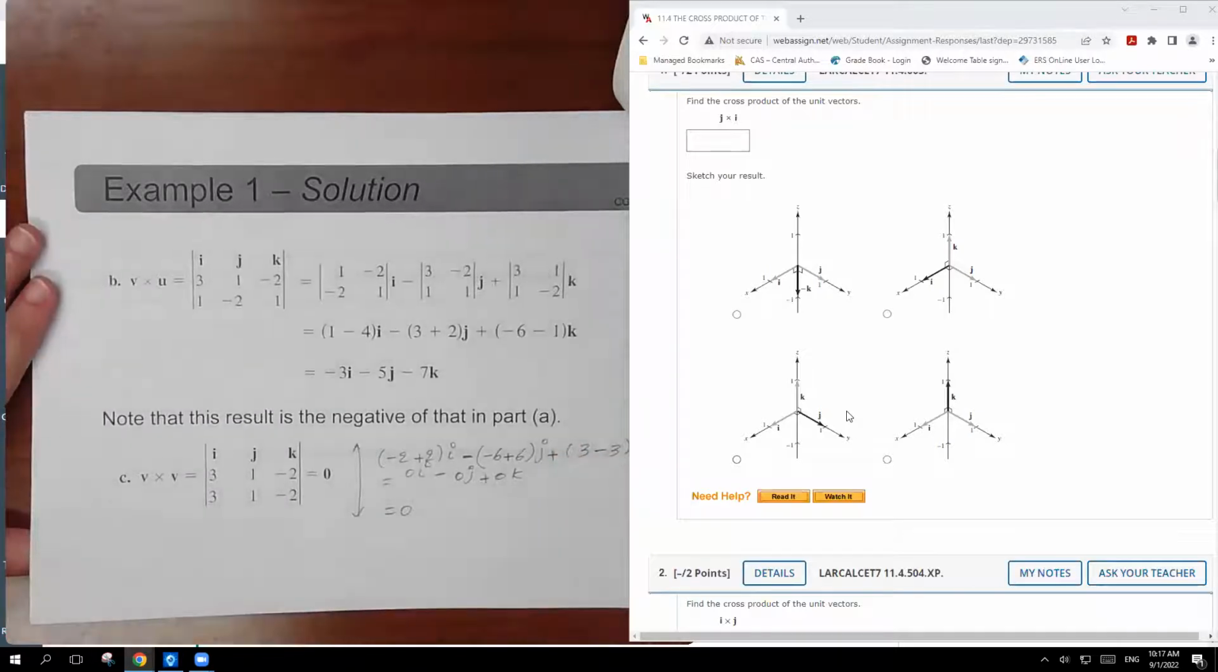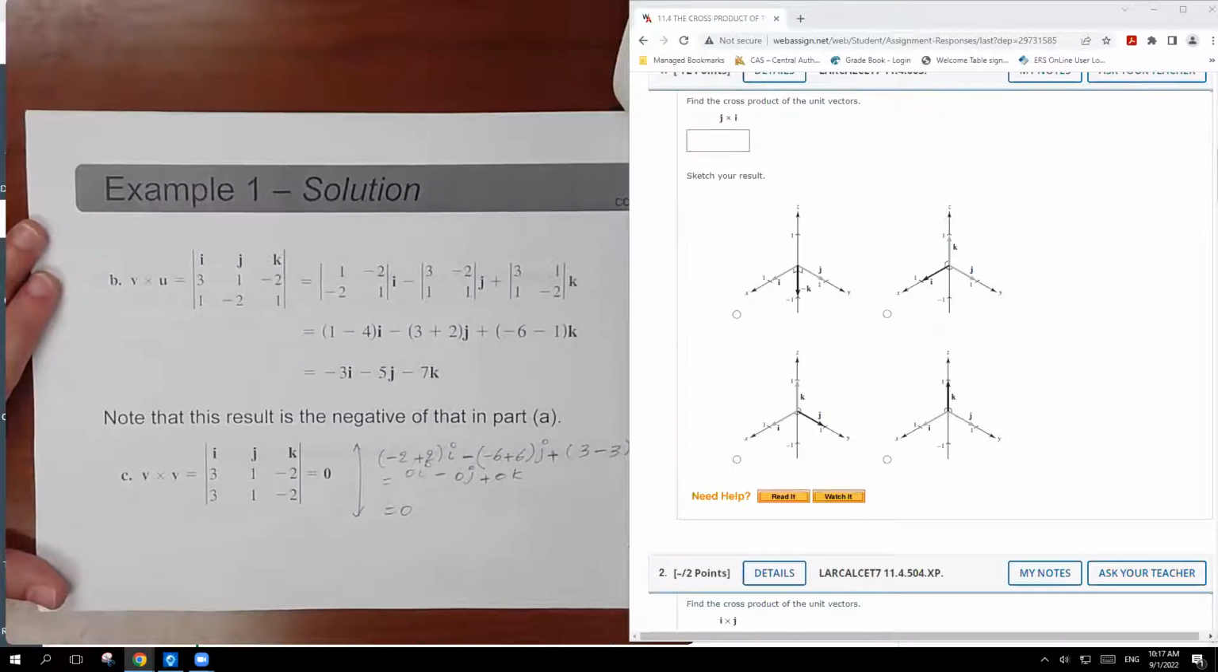Any questions so far about the cross product? You will see when we find the lines and the planes, the distance, we're going to use the cross product, and it's going to be easier than using the dot product.